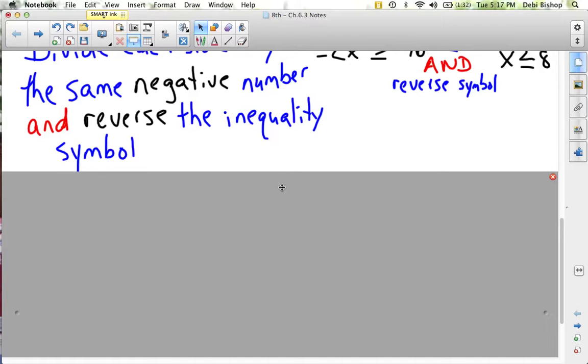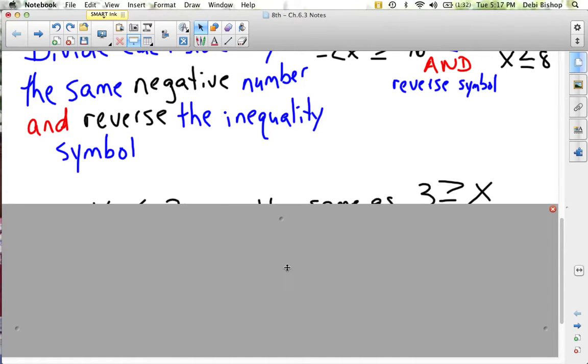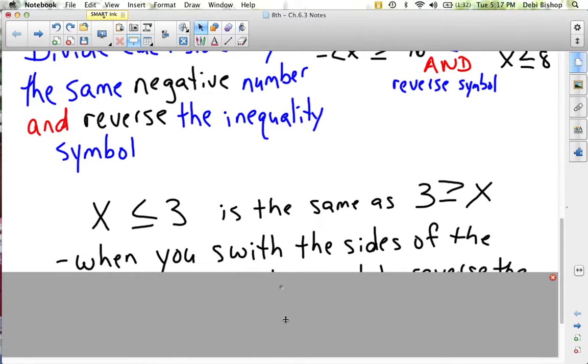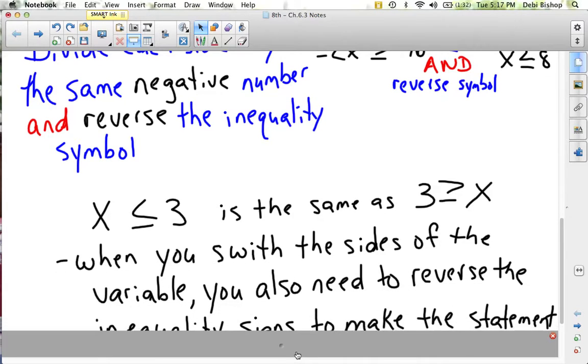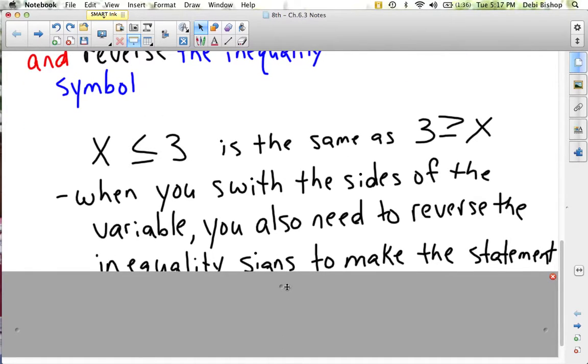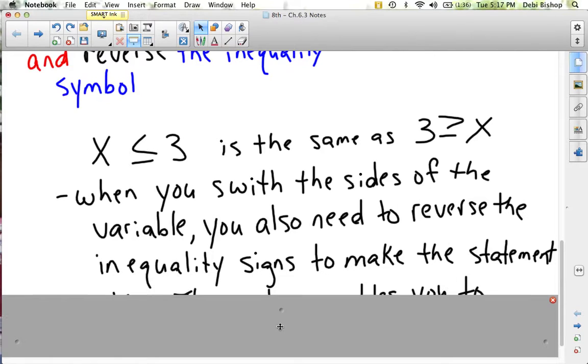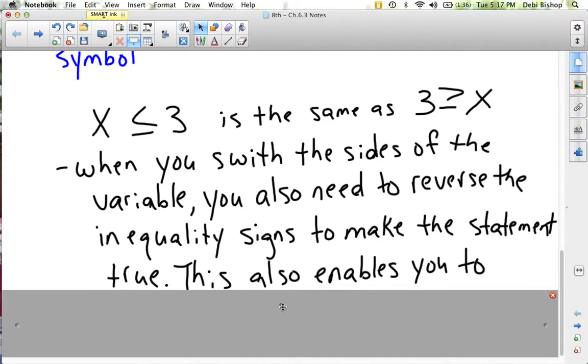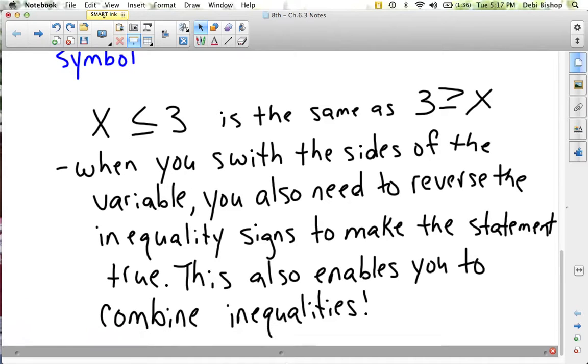Now, let's go over and review some other aspects of switching signs. So I have x is less than or equal to 3, and that is the same thing as 3 is greater than or equal to x. So when you switch the sides of the variable, you will also need to reverse the inequality sign to make the statement true. This also enables you to start combining inequalities, and that's what our next lesson is going to be about.